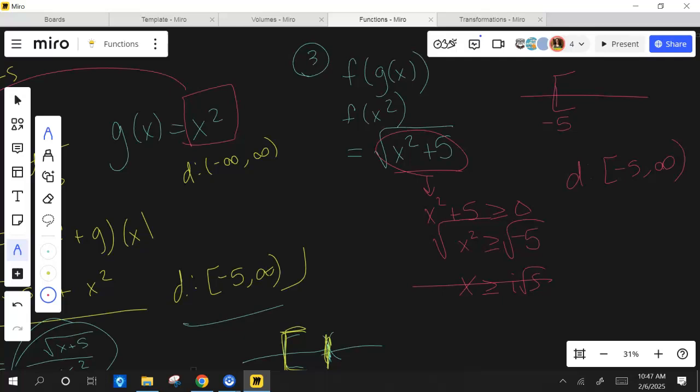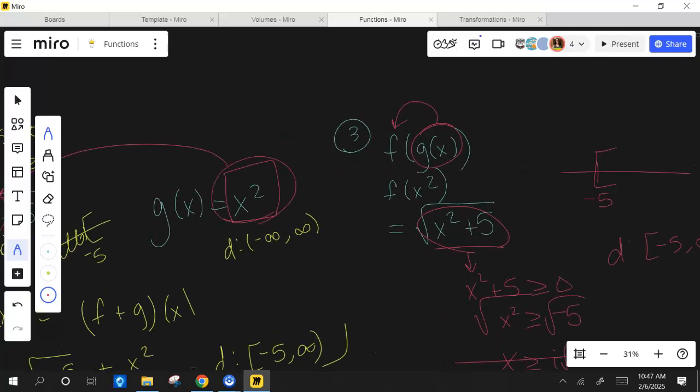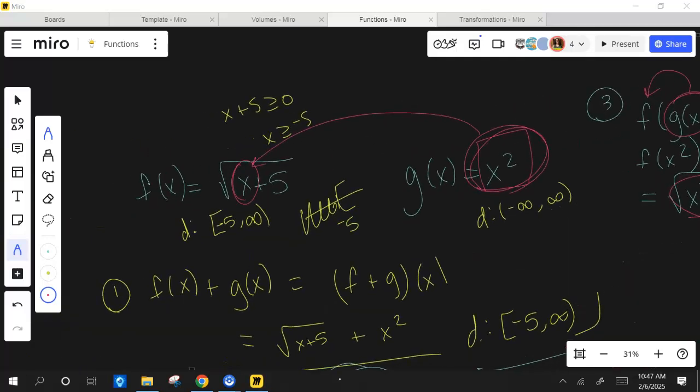Which one, the green one? I take what's inside and I plug it into this function. G is x squared. You're not multiplying it. You are literally, if you could come into this one and you could take your hand and physically take it out and then put x squared in its place. You're not multiplying it, you're replacing it.